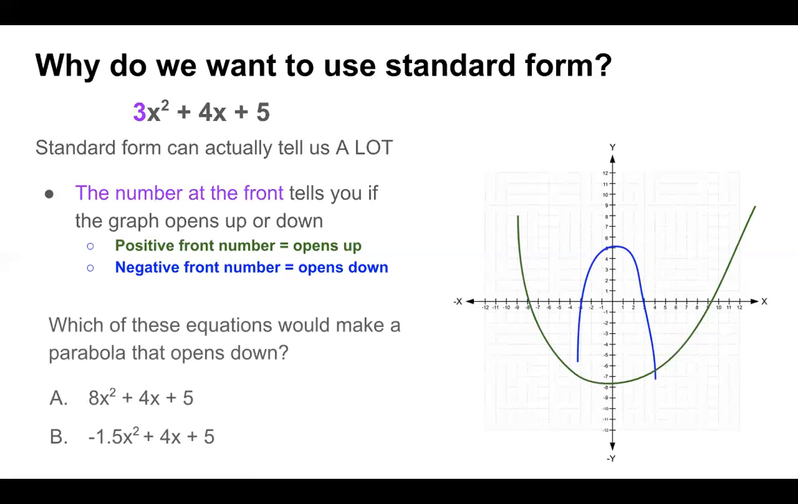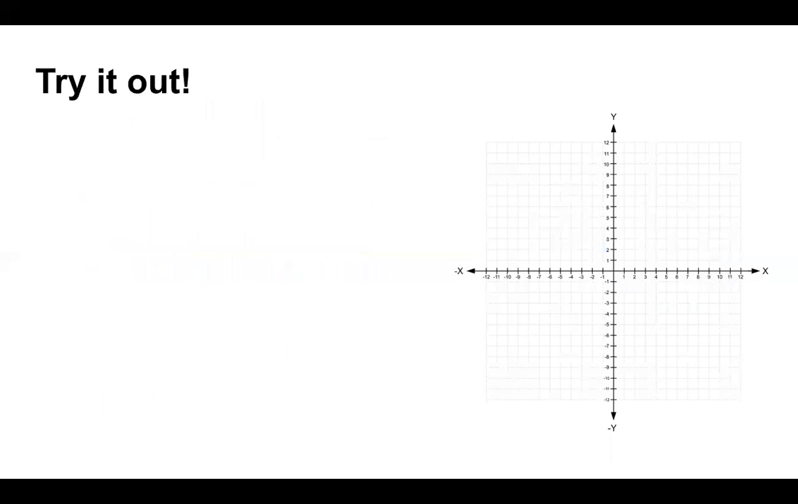So which of these equations would make a parabola that opens down? Would it be A or B? Pause the video if you need more time. If you don't, the correct answer is B. Yeah, negative 1.5, because if that front number is negative, it must open down. Yay for standard form. Gosh, that teaches us a lot.